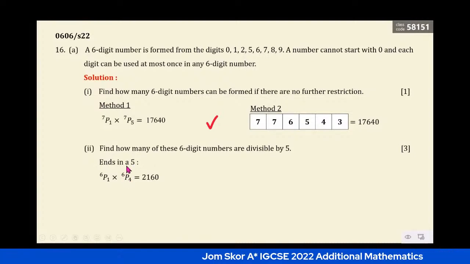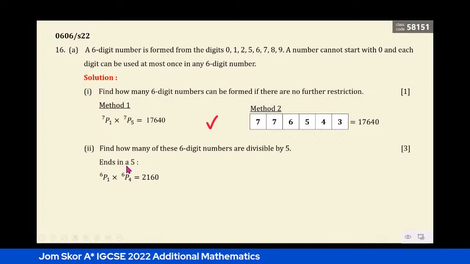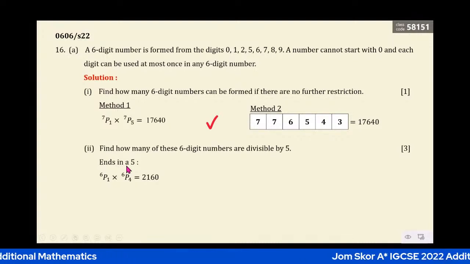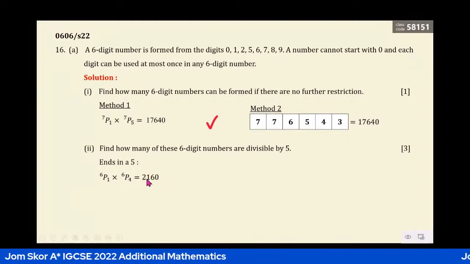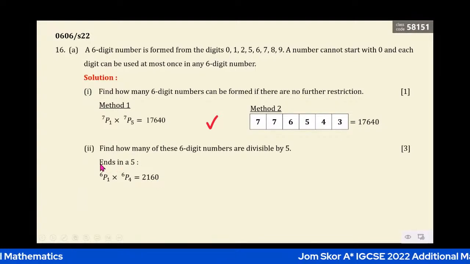Okay, 4 yang kat tengah-tengah tu sebelum digit 5 yang duduk dekat belakang. Okay, so jadi yang 5 dekat belakang tu kita tak payah consider dah because that one is 1P1. Okay, 1P1 is 1. So tak tulis pun tak apa. Alright, so 6P1 multiply 6P4 is 2160. Okay, itu kalau the number ends in a 5.